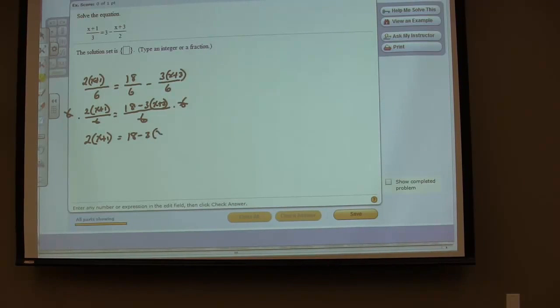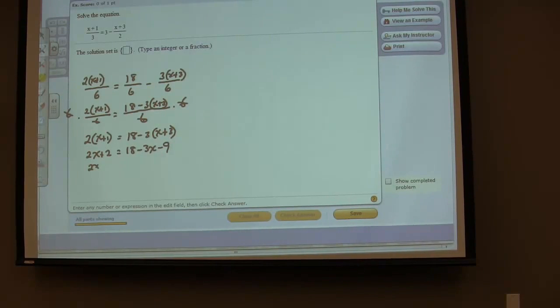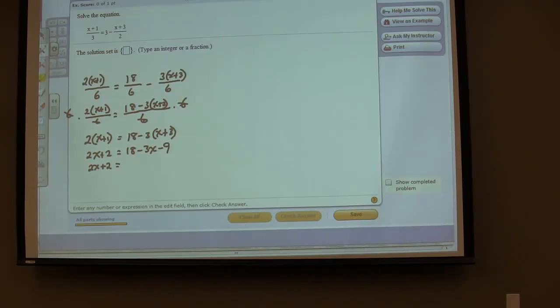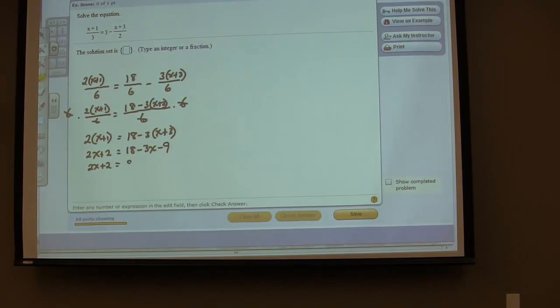And now it becomes even clearer what I need to do next. So let's go ahead and distribute. On the left-hand side, I'll get 2x plus 2 equals 18. Now this is a negative 3 I'm distributing, so it's negative 3x. Negative 3 times a positive 3 is negative 9. So 2x plus 2. I have an 18 and a negative 9. That leaves me with a 9 minus 3x.